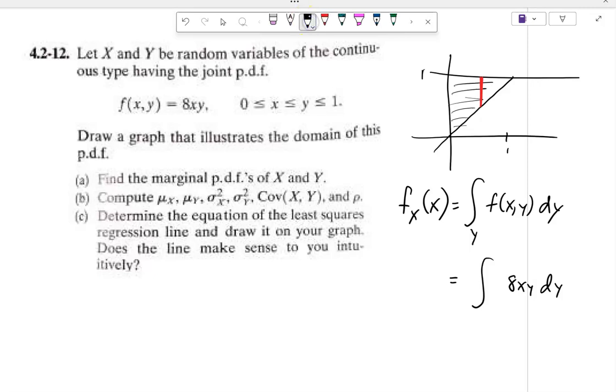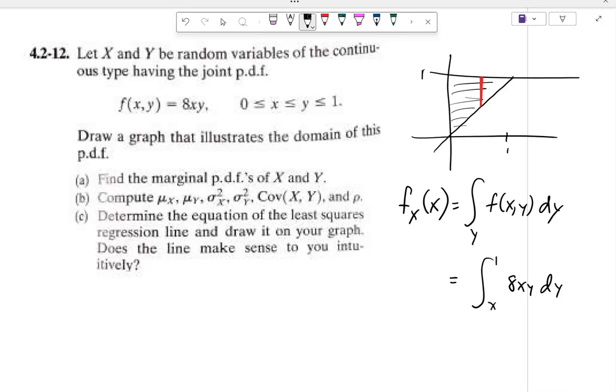In terms of x, what's your lower bound? x. And the upper bound is 1, right? y equals x to y equals 1, right? We agree with that? Are you okay with that integral, or do we need to go through it? I'd rather not spend the time on doing the integration. That's just a polynomial, all right?